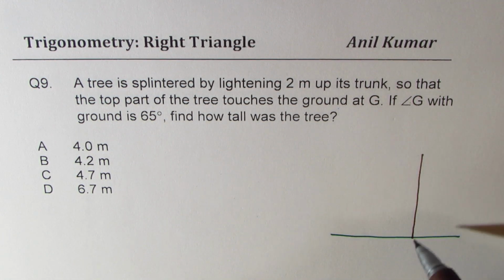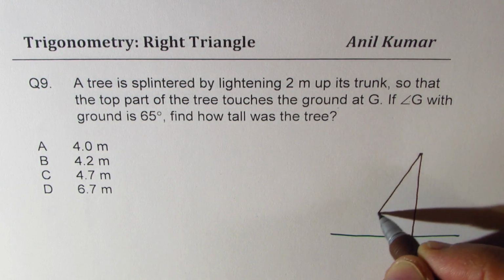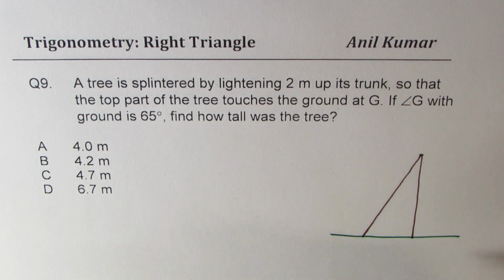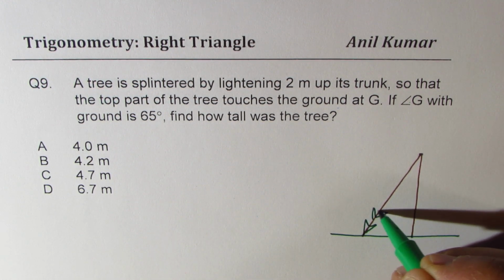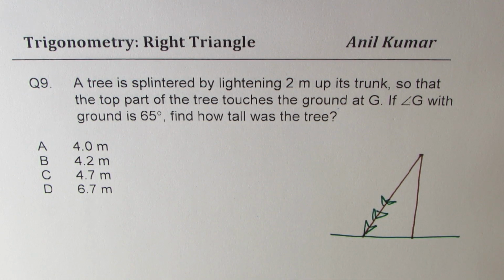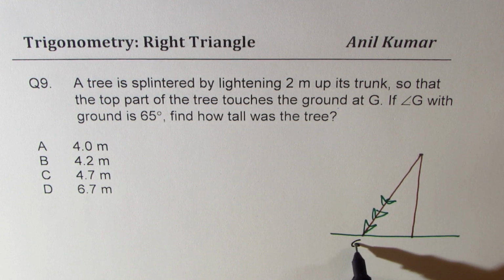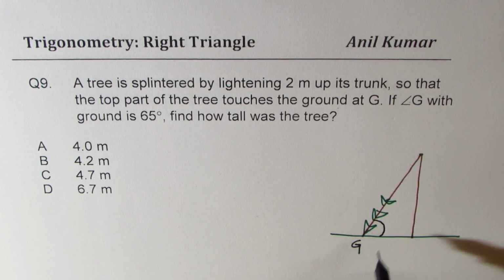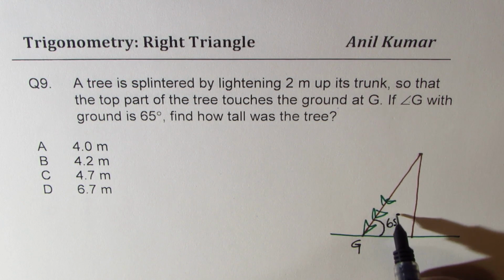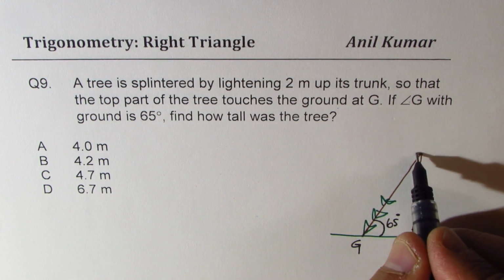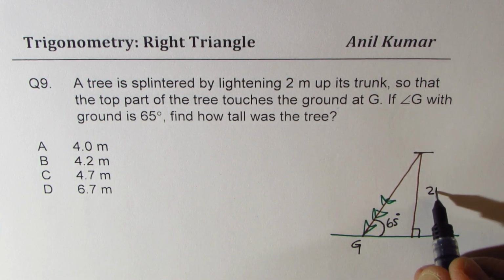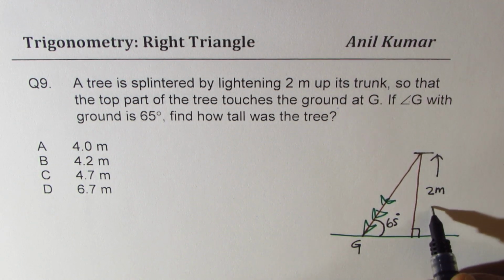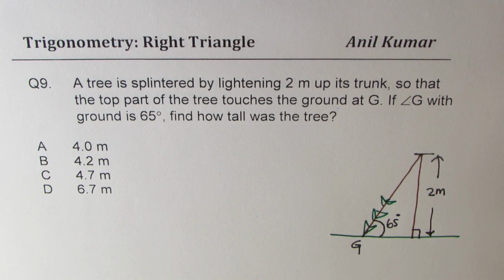So let's say this is the tree trunk and that is where it splintered, right? So it fell down. So kind of think like this, that we have this tree here, right? Where the angle at the base, this is the point G on the ground, and this angle is given to us as 65 degrees. Do you get it? And that is 90 degrees. We are also given that this point is 2 meters high. Perfect. Now I hope you can pause the video and answer.